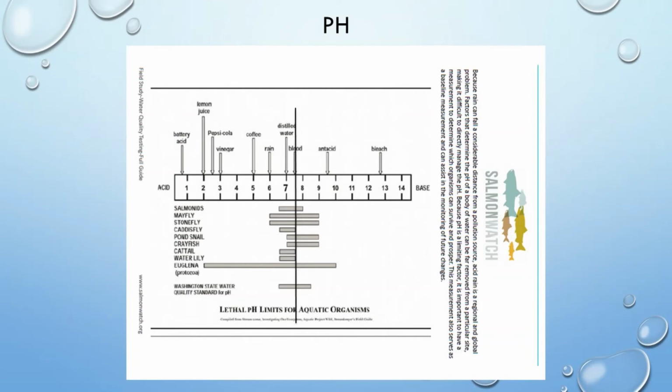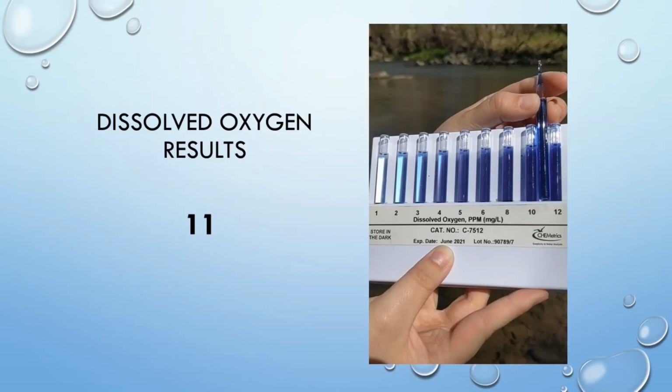Remember, pH does not vary that much in a creek. Distilled water is around 7. Anything above 8.5 or below 6.5 is lethal to most aquatic organisms.